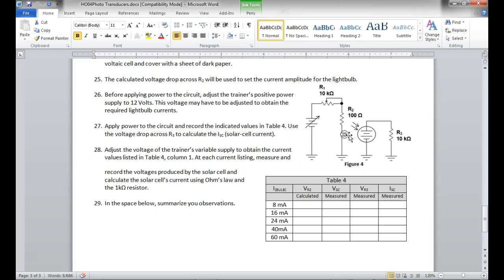So we're getting up to 60 milliamps on there. So that's why we got a 12 volt supply. 60 milliamps means this guy right here has to drop 6 volts, right? So anything above 6 volts would be okay, but are we okay? So it's going to say measured IC. And we're using a 10K over here for the same reason.